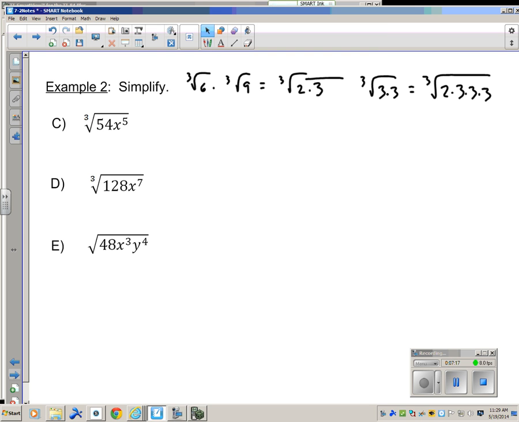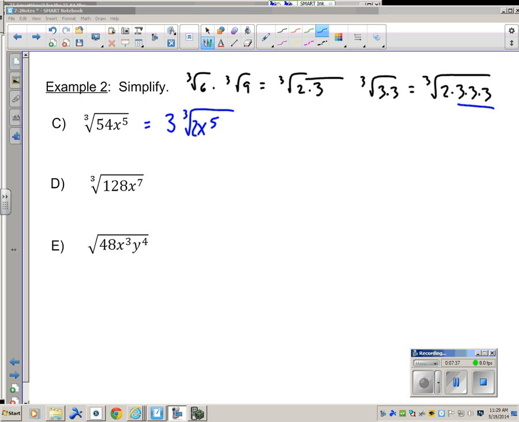So does anything in there occur 3 times? Yeah, the 3's do. So the 3 pops out in front, and I'm left underneath the cube root with x to the 5th, and I've also got a 2 underneath there, because the 2 didn't repeat 3 times.